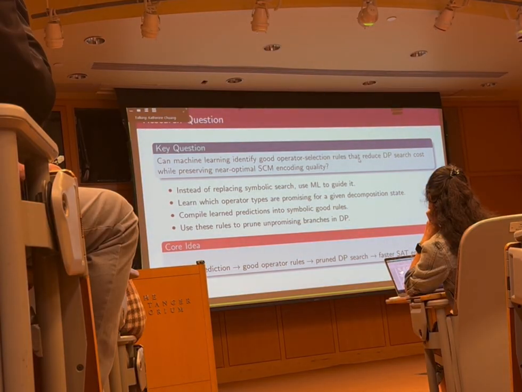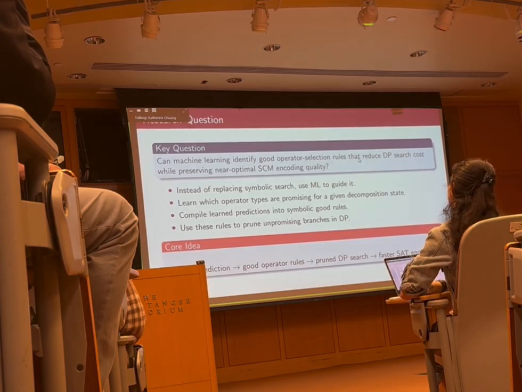The question here is: can we use machine learning to identify good operator selection rules that reduce the DP search cost while preserving near optimal SCM encoding quality? That means before we had three options, but now I may choose the top 1 operator, or maybe the top 2, that may lead to a good solution.